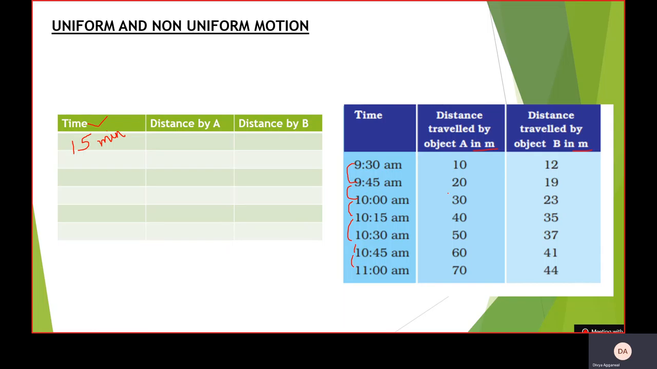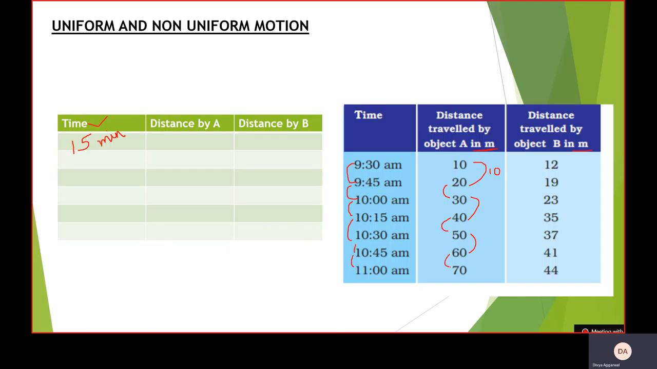For object A, for the first 15 minutes, the distance covered by it is 10 meters. Now, since meter has already been mentioned here, I will not be mentioning the meters along with the magnitude here. For the next 15 minutes, I again have 10 meters, then again 10 meters, again 10 meters, again 10 meters, and again 10 meters.